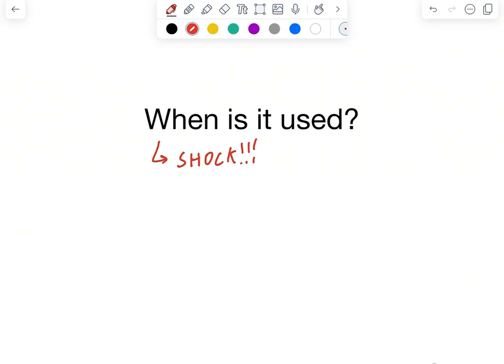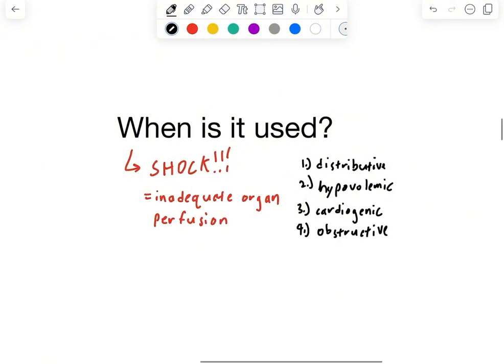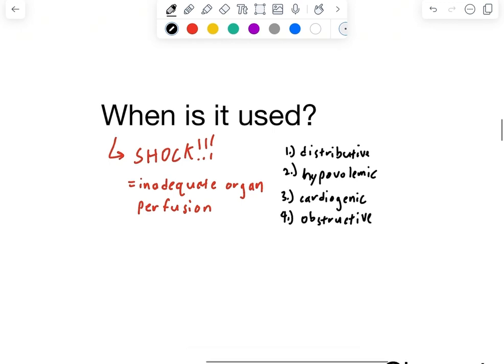So what exactly is shock? The most basic definition is that shock is inadequate organ perfusion. Again, this will not be a lecture on shock, but it is important to remember that there are 4 different types of shock, and I'm going to list them out here for you. Just remember the 4 different types of shock are distributive, hypovolemic, cardiogenic, and obstructive. We won't get into the specific details of that. We're just going to stick with vasopressors. But let's go ahead and move into some of the common terminology you will hear when discussing vasopressors.